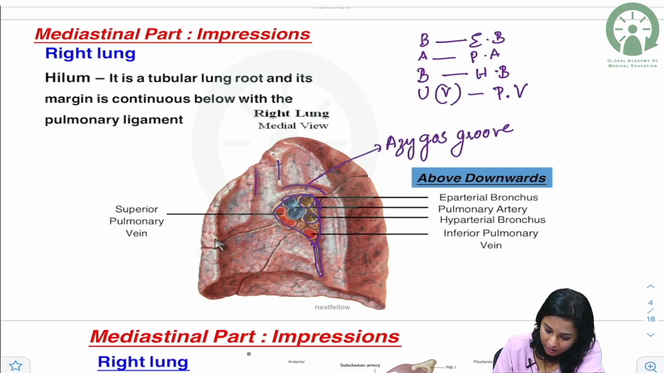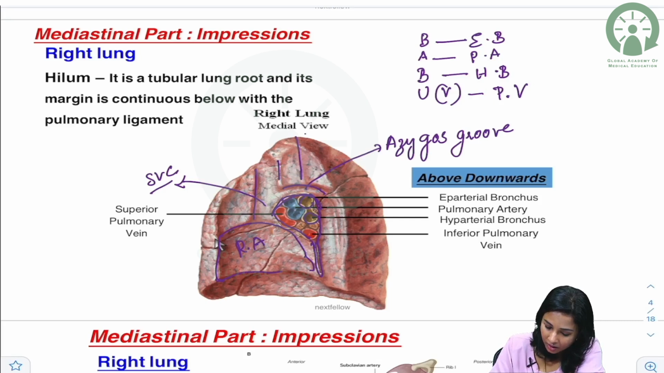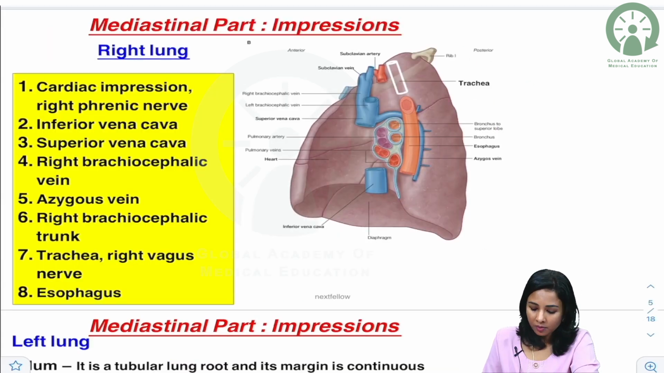So we can see the impression of the superior vena cava, and we can also appreciate the impression formed by the right part of the heart. The right atrium is mainly related, and a little part by the right ventricle. And posteriorly near the apex above we see the trachea. Posterior to the trachea is the impression of the esophagus, which continues down as the esophageal impression. So now we shall understand still more in detail.